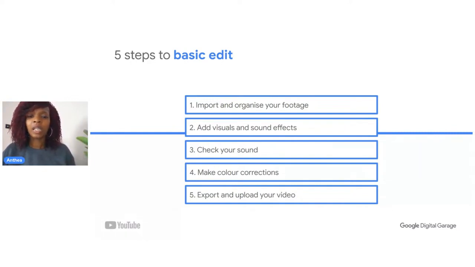So think about how to import and organize your footage. Unless you're recording and editing directly on your smartphone, which is possible, your first step is usually to import all of your footage from your camera to your computer. And then as you import, you organize those files so that it's easier for you to find what you need later, and also back up your files as well.